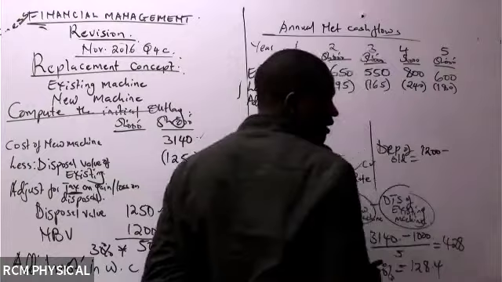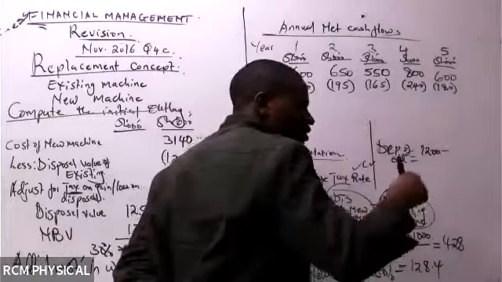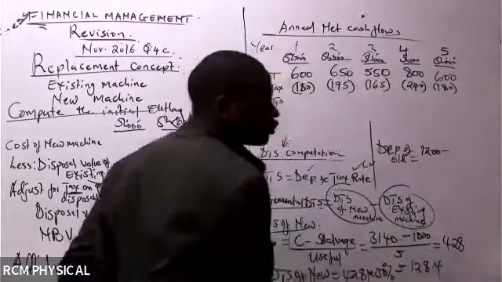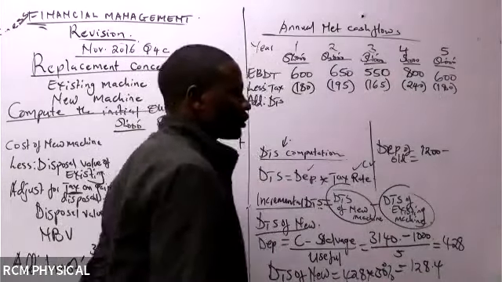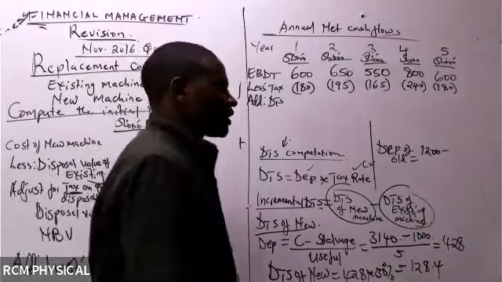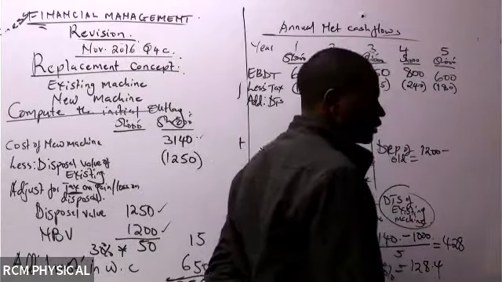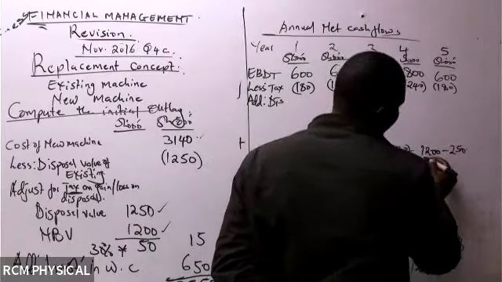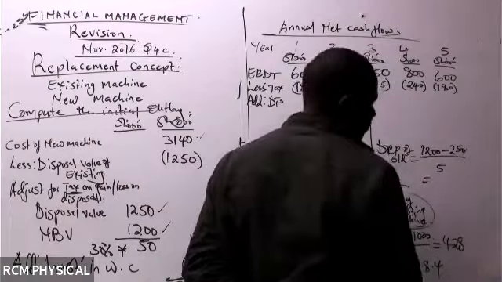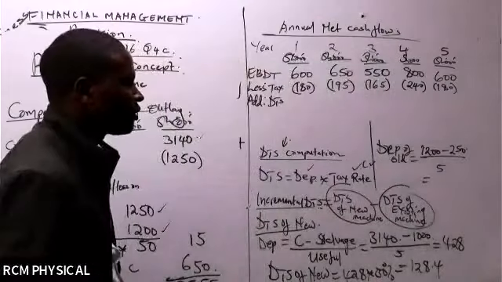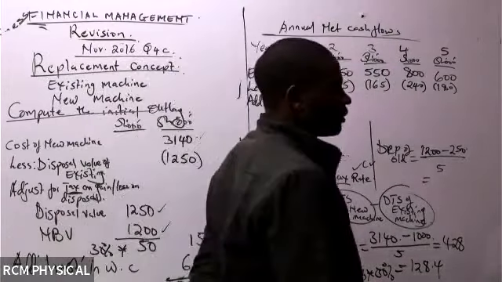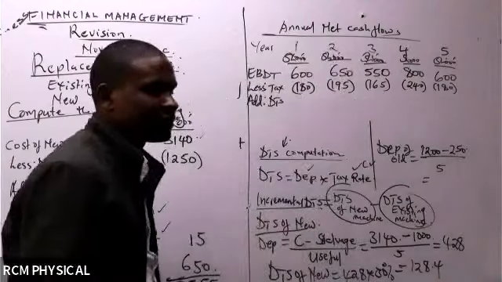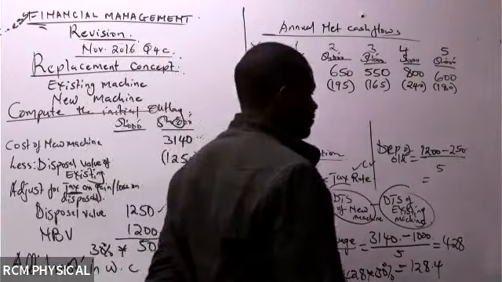Net book value minus the salvage value. After valuation, there was some salvage value. Was it 250? We put a salvage value, over 5 years. So can you give me the depreciation of our existing machine? This is very, very interesting.